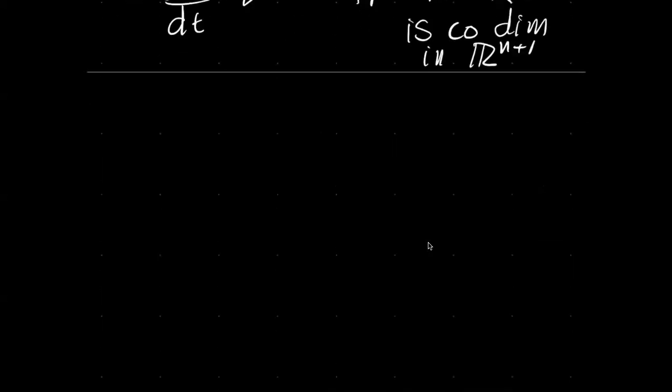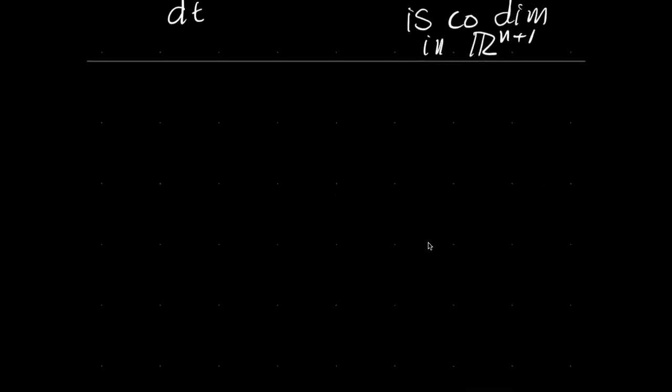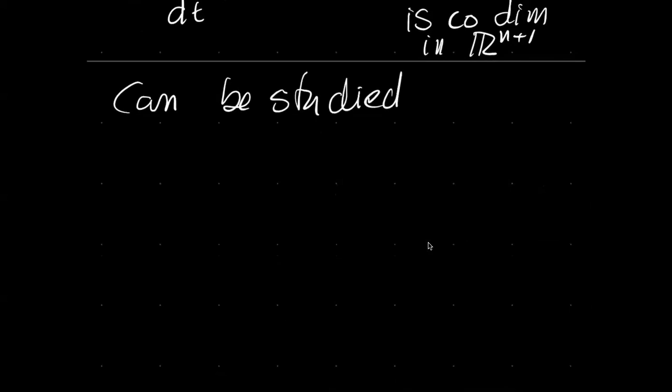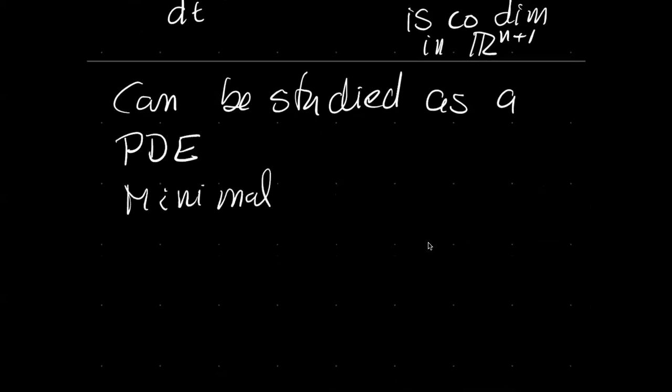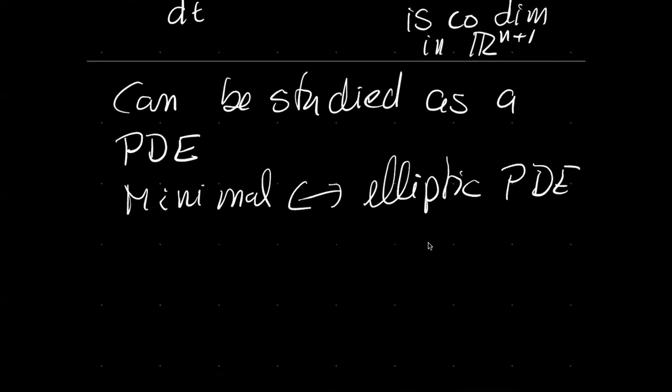So you can study this from the PDE point of view. When you study this as a PDE, minimal surfaces are elliptic PDEs, and mean curvature flow is sort of the parabolic version of the minimal surface equation. So mean curvature flow is a parabolic PDE.